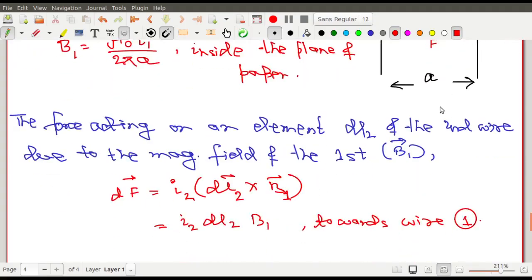Here you have to do it along dl cross B1. That means you have to put your right hand along dl and fold it along B1. For any cross product a cross b, the rule is that you put the fingers of your right hand in the direction of a and fold it in the direction of b. The thumb gives you the direction.